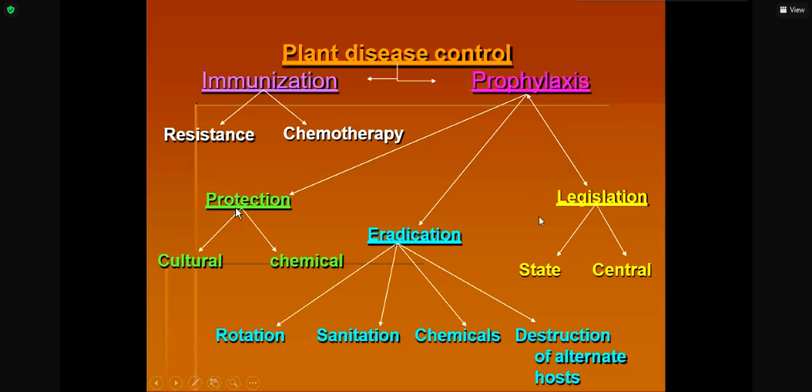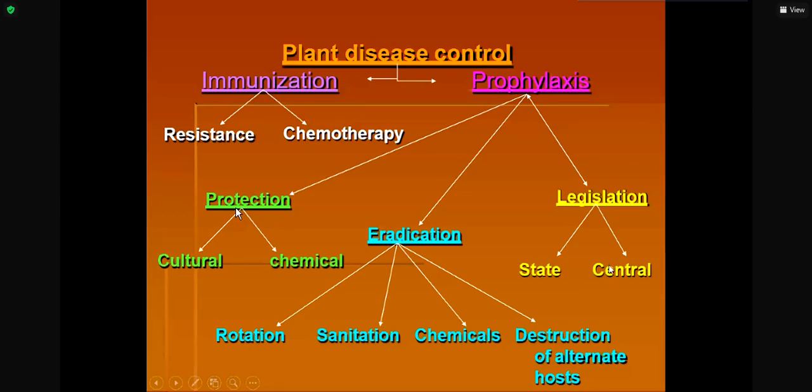So what is legislation in this case? We have to follow quarantine. That is, we have to check for the coronavirus at the airport, the seaport, or at all other checkpoints in the border area. We have to check whether coronavirus is present or not. If coronavirus is present in people coming to Bangladesh, then we have to restrict him or her. So this is called quarantine, and we can do it state-wide or centrally.